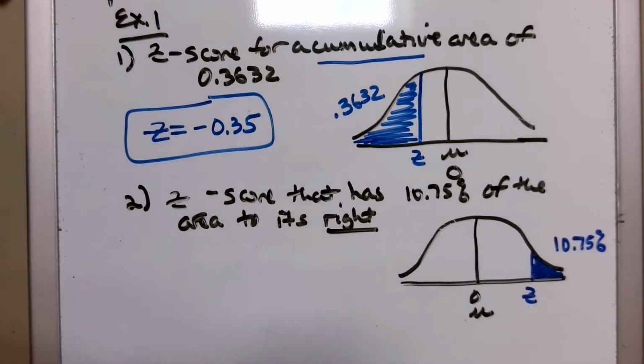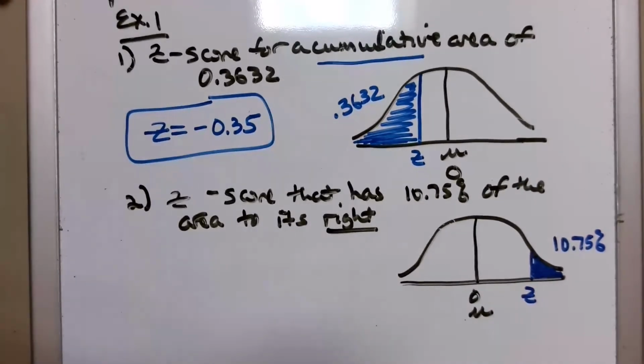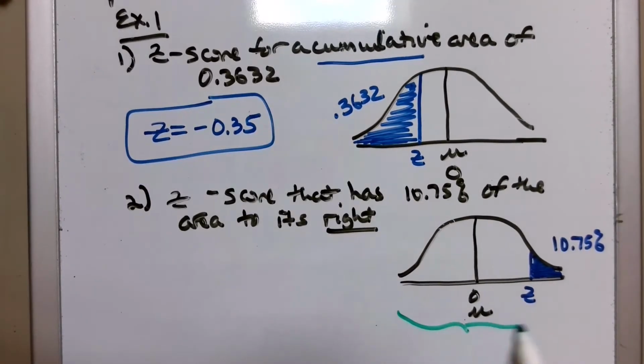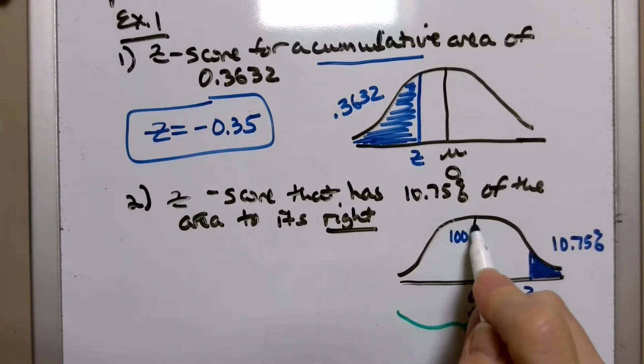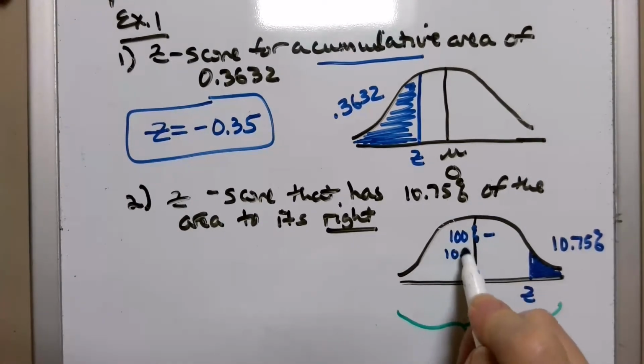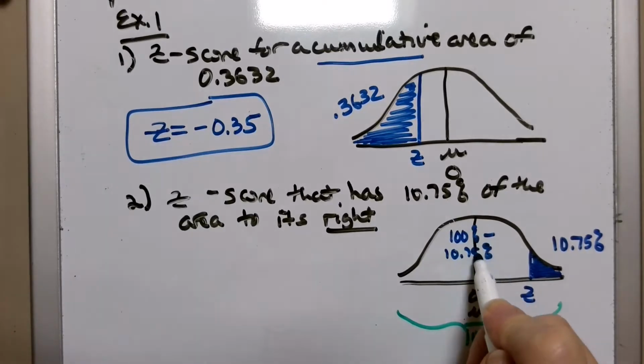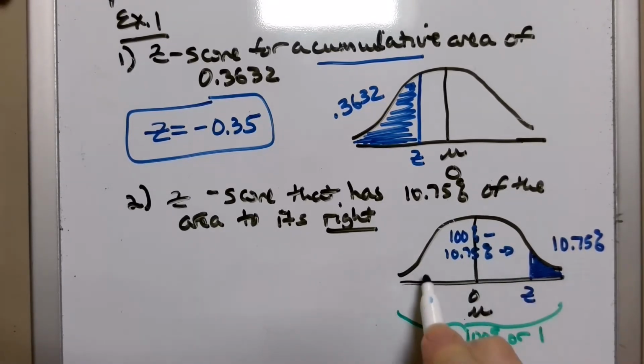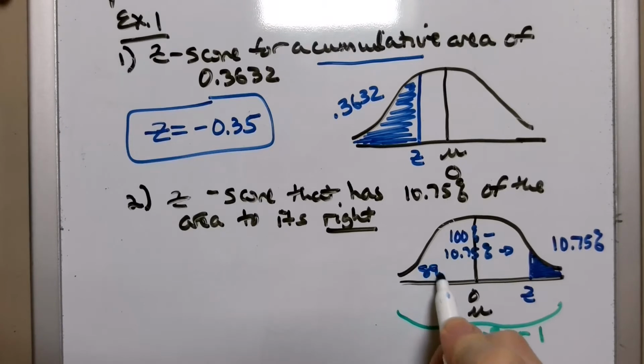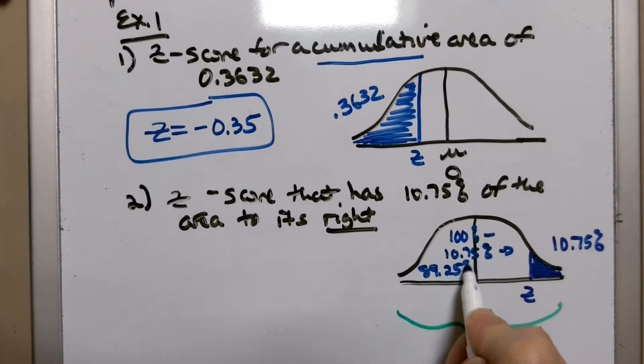And we have to use this idea that under the normal curve, as we know, the total area under the curve is 100%, or it's a percent, or 1 as a decimal. So if I want to know the area to the left, which is actually what I need to know to get this z-score here, I'm going to have to take 100% minus 10.75%, which is going to give me 89.25%.